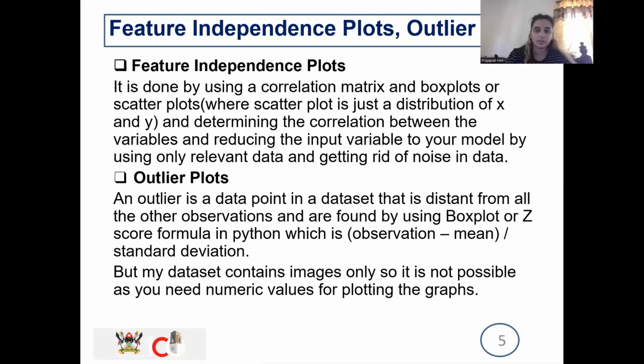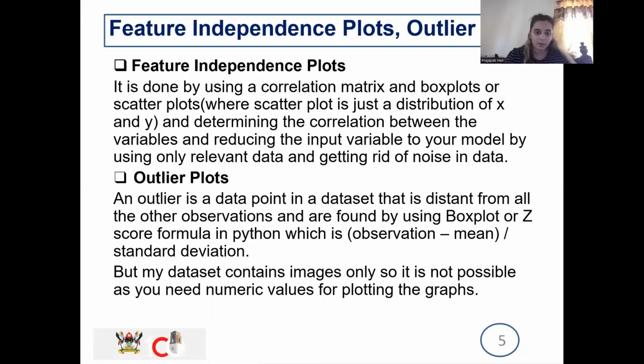Feature independence plots and outlier plots. Feature independence plots are done by using a correlation matrix, box plots, or even scatter plots, where a scatter plot is just a distribution of X and Y, and determining the correlation between the variables and reducing the input variables to your model by using only relevant data and getting rid of the noise in the data.